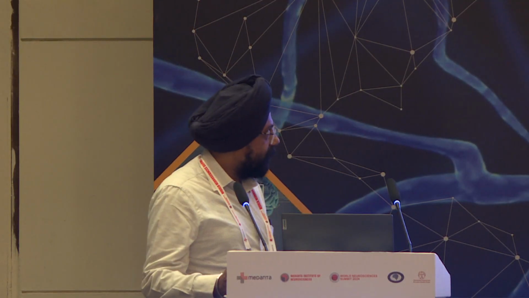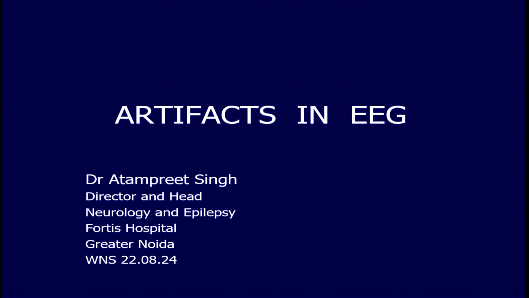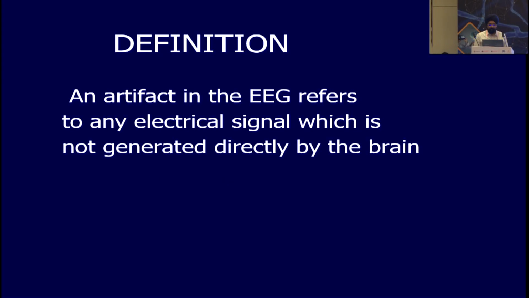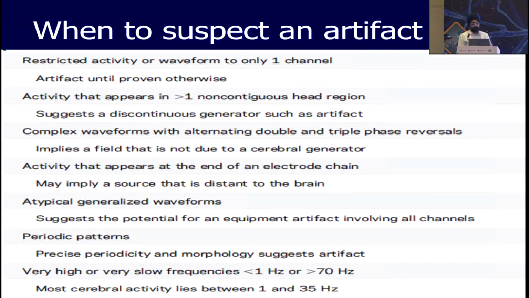Without wasting much time, we'll straight away go to the artifacts in EEG. Most of you have seen the EEGs now, and some artifacts most of you are able to diagnose also, and see this is an artifact. So, what exactly is an artifact? In EEG, it refers to any electrical signal which is not generated by the brain itself. It's from an outside source.